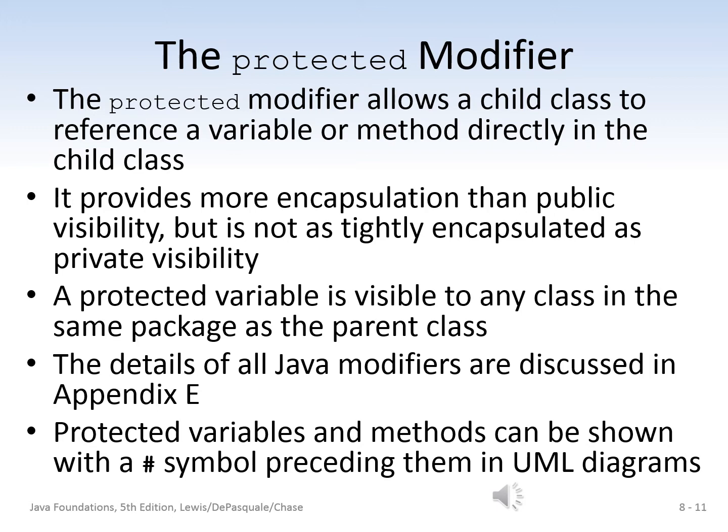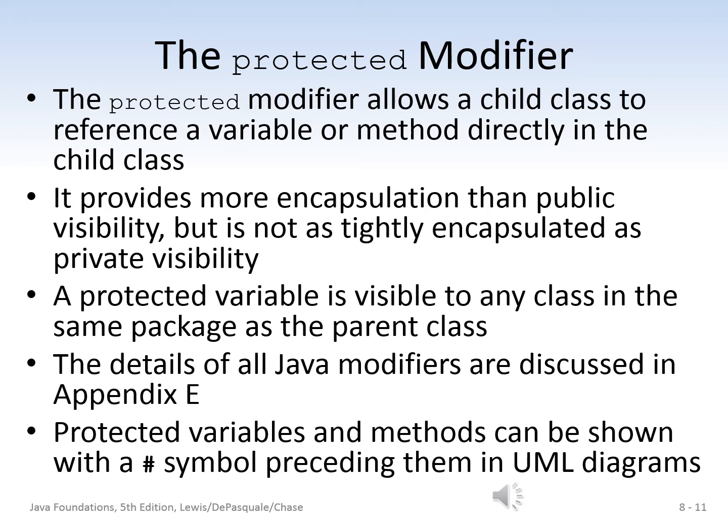So the protected modifier allows a child class to reference a variable or method directly in the child class. Otherwise, it would only be accessible by the object created. It provides more encapsulation than public visibility, but it's not as tightly encapsulated as private visibility. A protected variable is visible to any class in the same package as the parent class. So you want to keep that in mind, even though you may not be importing or utilizing that class. If it's in the same package and it's a protected variable, it's accessible.